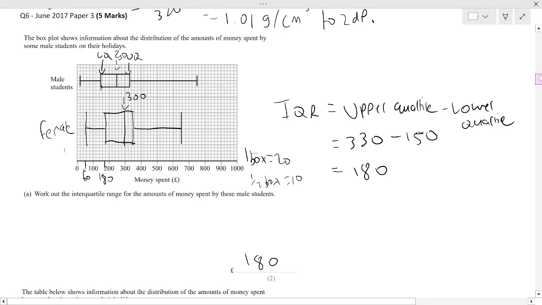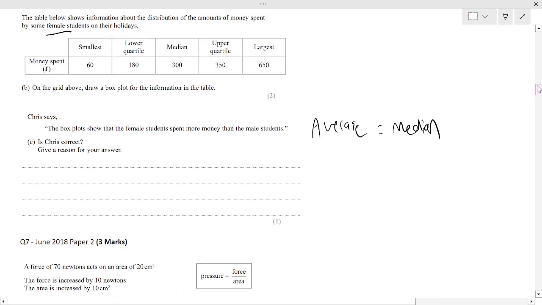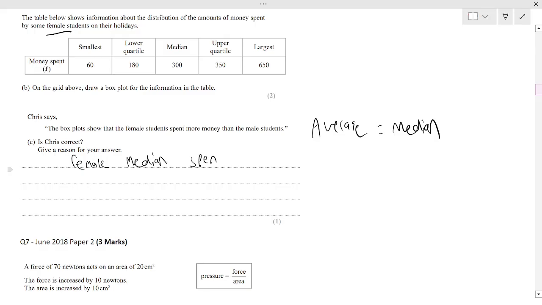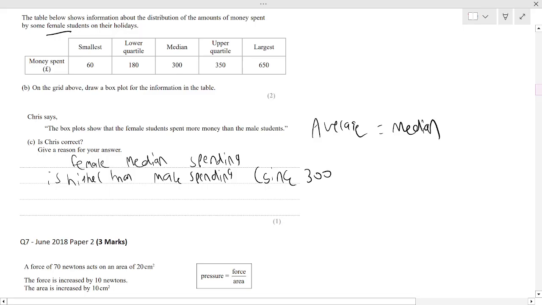So obviously, therefore, the female median spending, should we say, is higher than male spending. And you could actually be a bit more specific and say, since 300, which is the female median, remember, 300 is greater than 250, which was the male one.